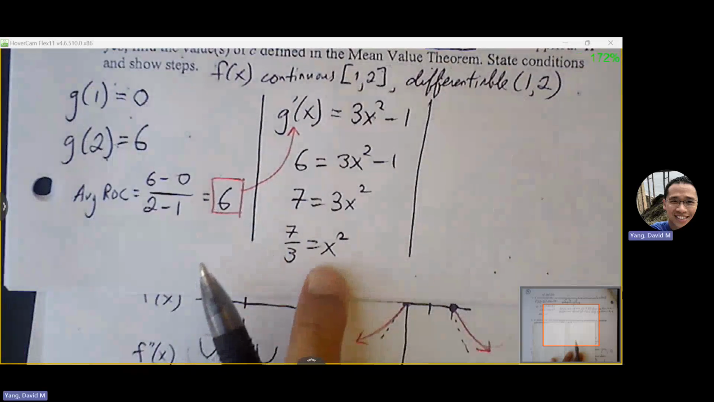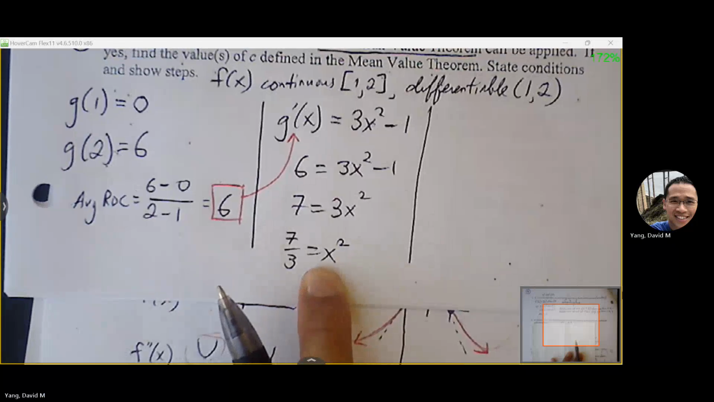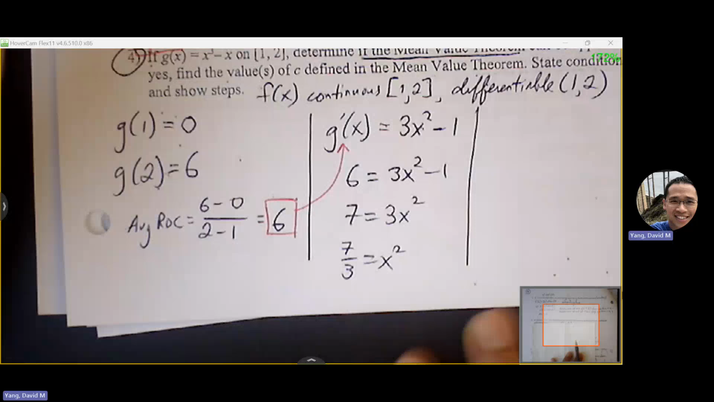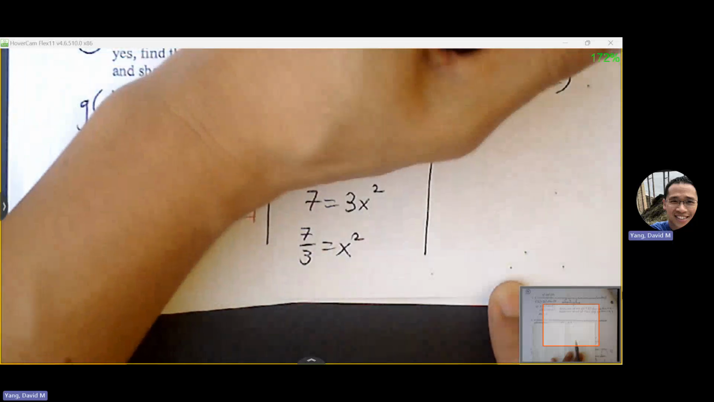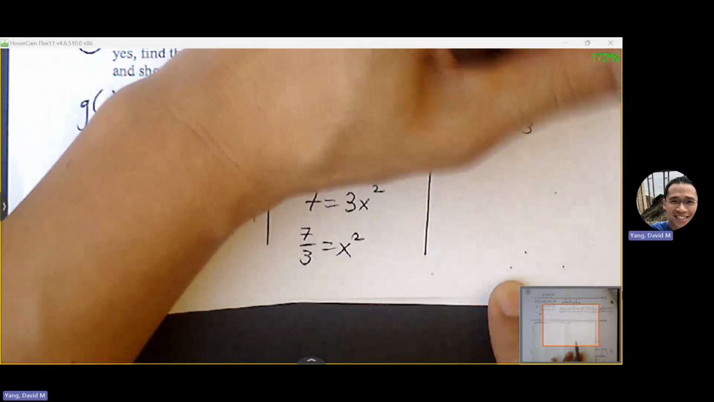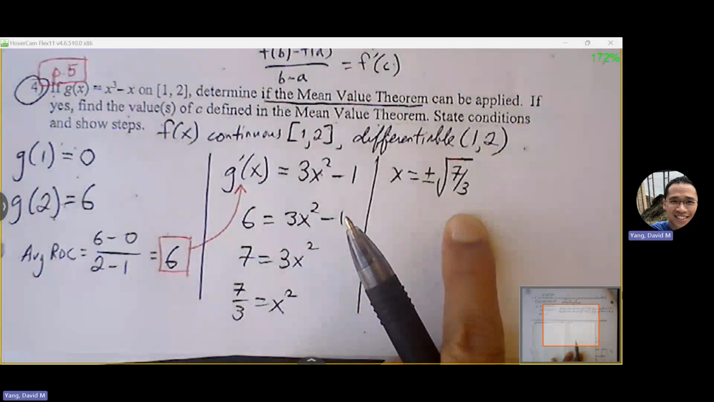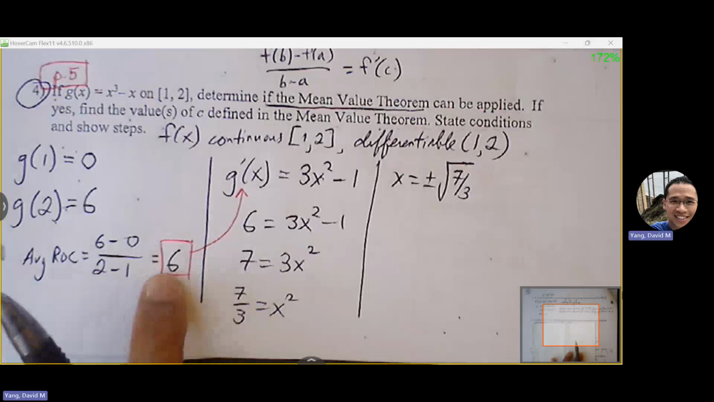What's next? Take the what? Square root. What's going to show up if we do square root? Yeah, plus or minus. So x equals plus or minus square root of 7/3. There's no need to rationalize the denominator. These are two different locations. So the graph has two different places where the steepness is going to be a slope of 6.